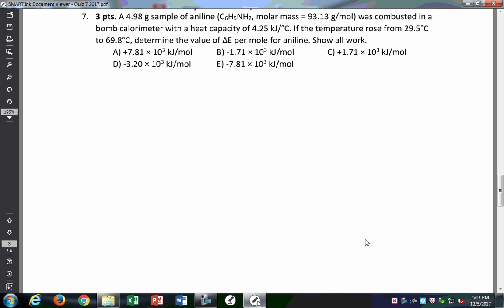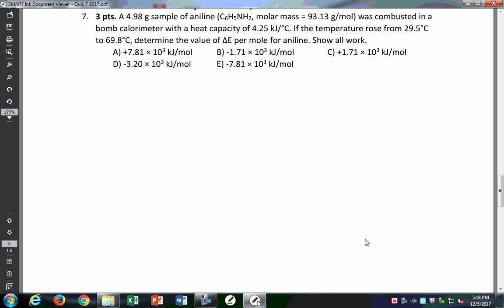So first off, we didn't burn 1 mole of aniline. We burned a lot of moles, or actually, I don't know, a lot or a little. But we didn't burn exactly 1 mole of aniline. We burned a 4.98 gram sample. So when we calculate our delta E, that's going to be our delta E for the 4.98 gram sample. So it's more useful to know our delta E per mole, because then we can relate that to our reaction.